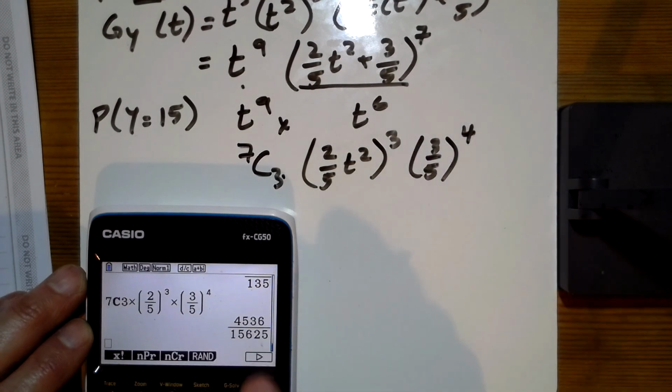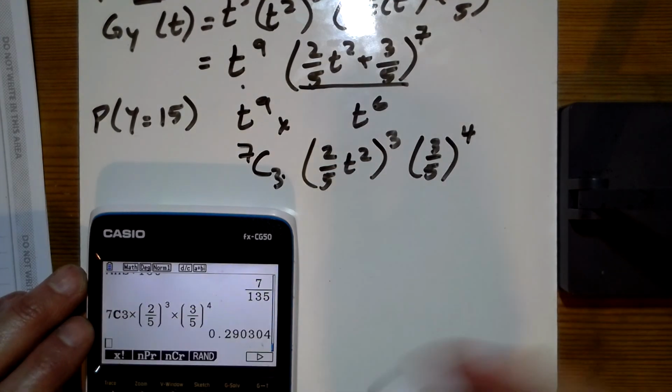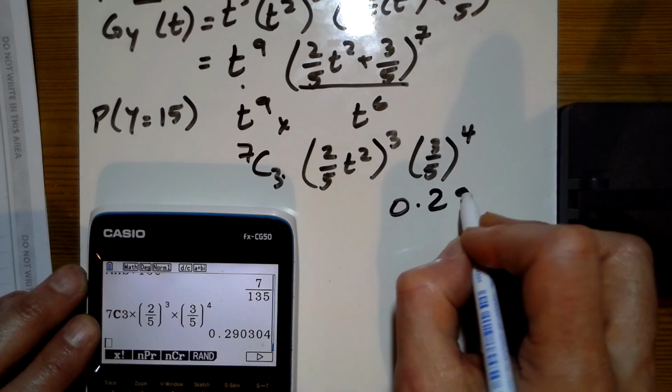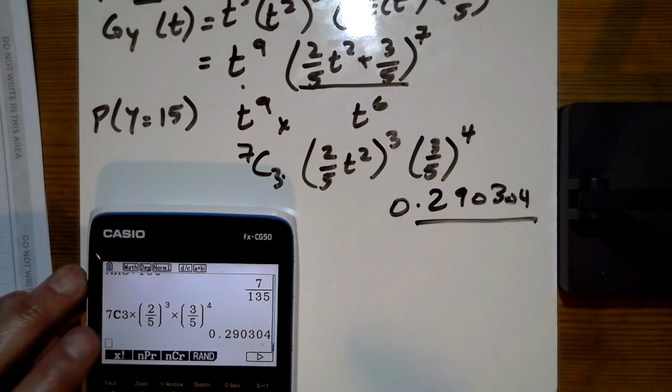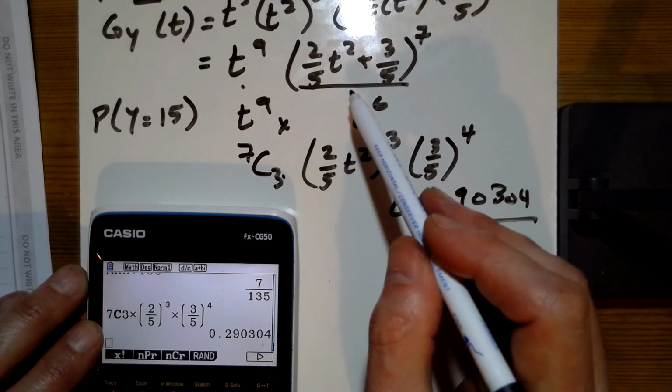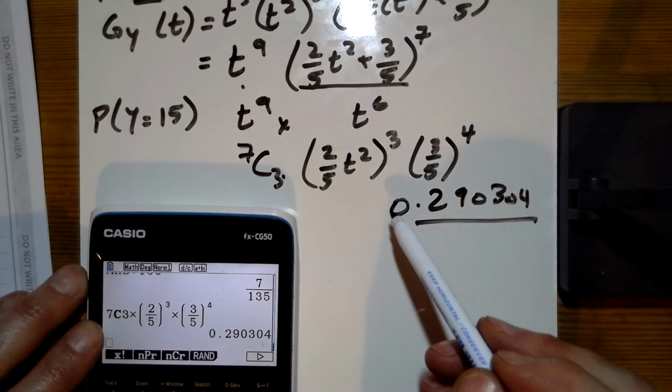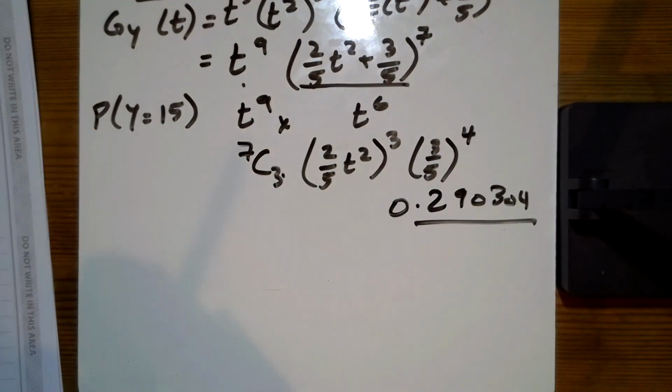So it's giving me this value here, or as a decimal, 0.290304. Oh, that is so nice. Getting some first year binomial expansion into that. Isn't that beautiful? Love that question.